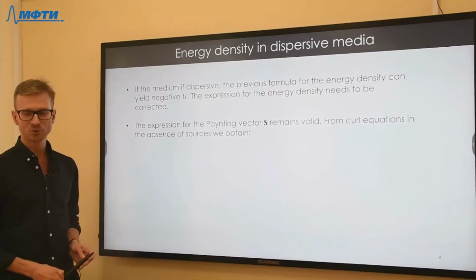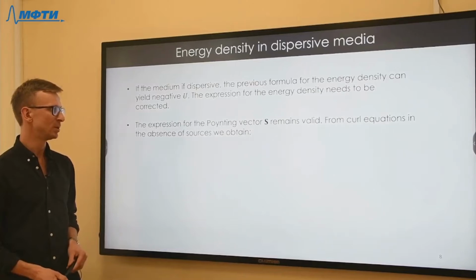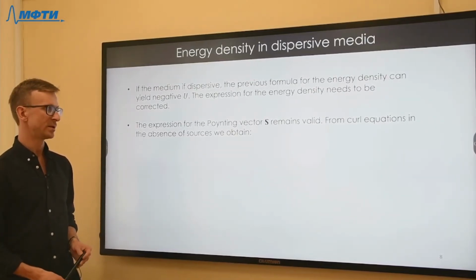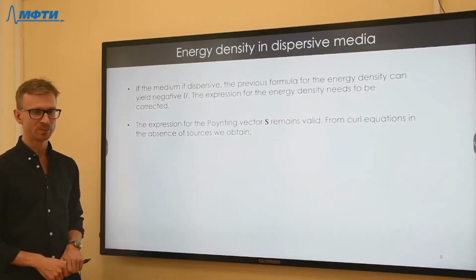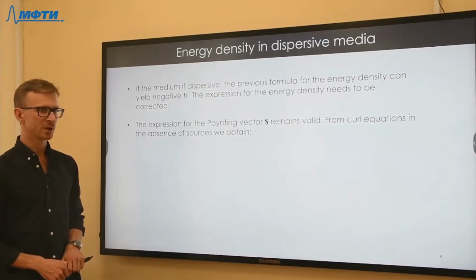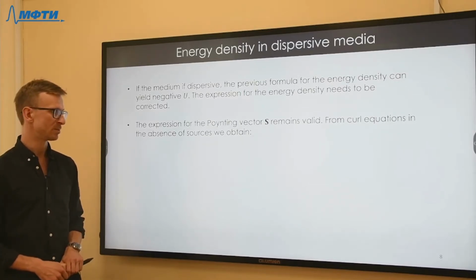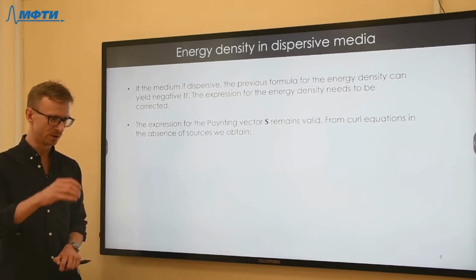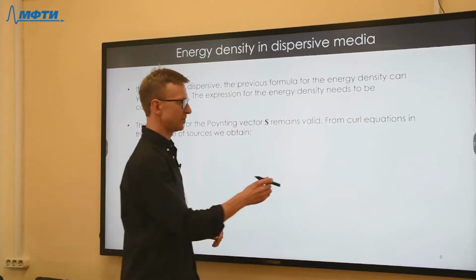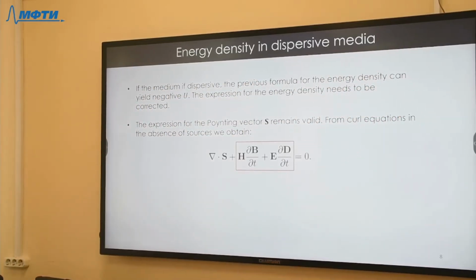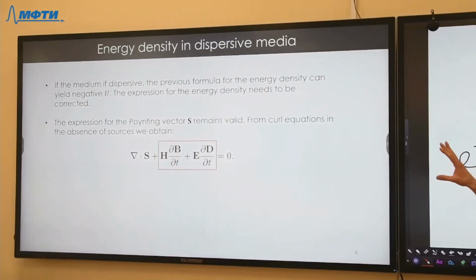But if the medium is dispersive, the situation changes, and we need to be able to calculate the energy density inside that medium somehow. And the derivations that we have done so far don't really apply here. So we need to correct our procedure somehow. And to do that, we begin with the same procedure. We take Maxwell's equations, we calculate this combination of electric and magnetic fields, and we obtain this expression, this identity, where we assume the absence of any sources.